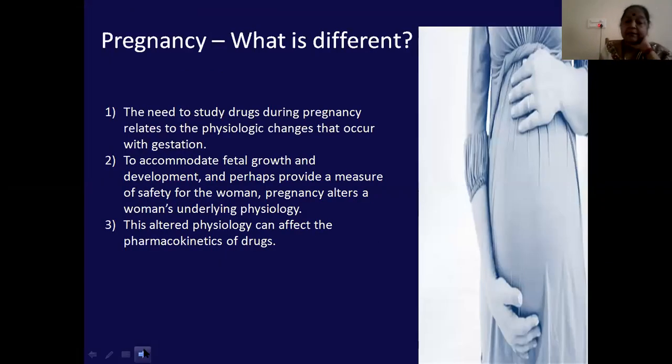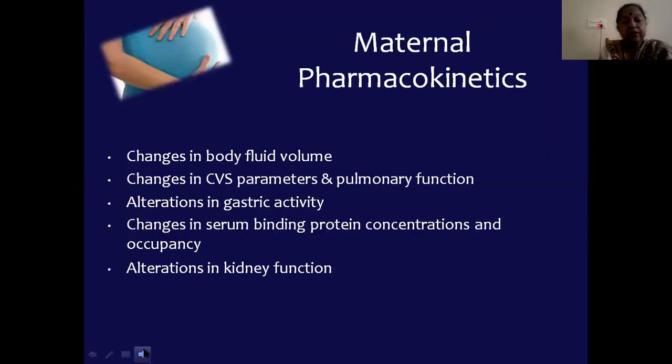Why pregnancy is important is that we have to know about the physiological changes that occur, and definitely these physiological changes are for fetal growth. This physiology also causes alteration of the pharmacokinetics of the drug. So let us see what happens in the mother's physiology. There is a change in body fluid volume, changes in cardiovascular parameters and pulmonary function, alteration in gastric activity, changes in serum binding protein concentration and occupancy, and alteration in kidney function.